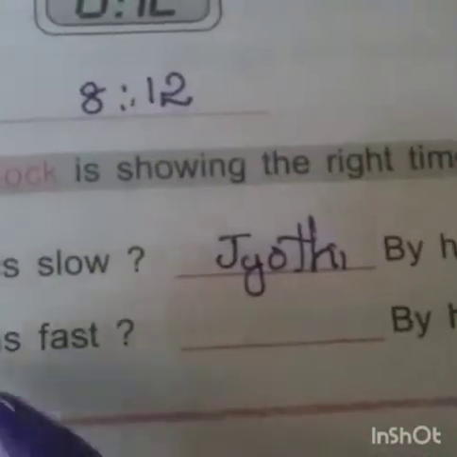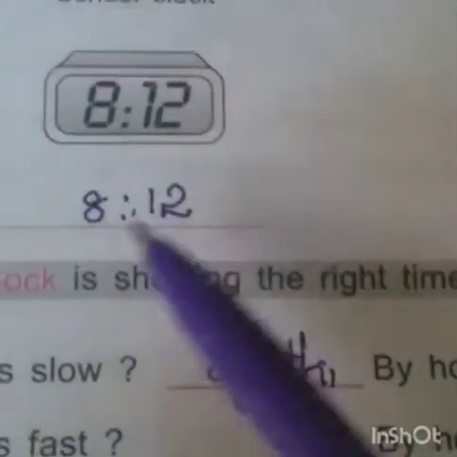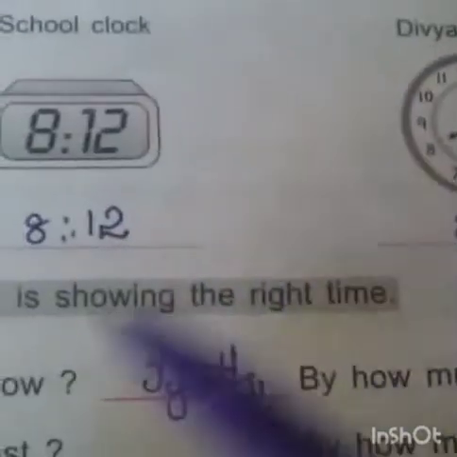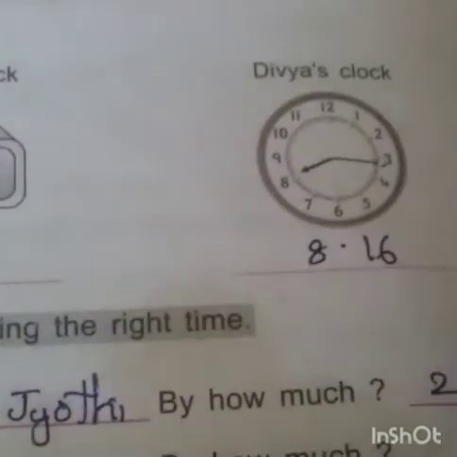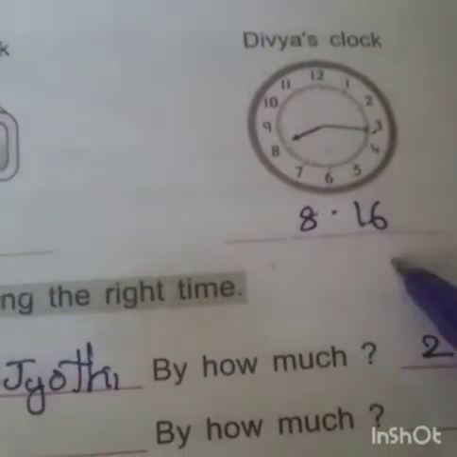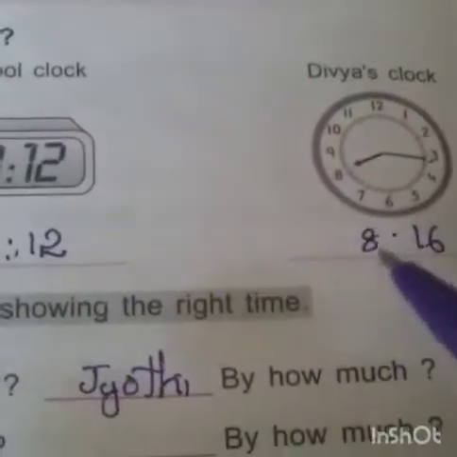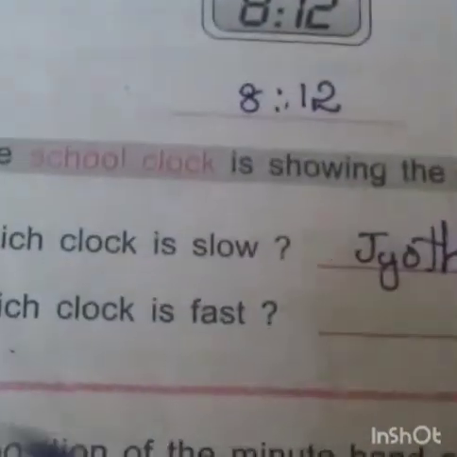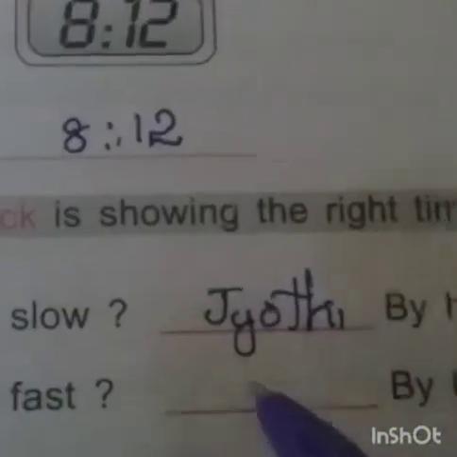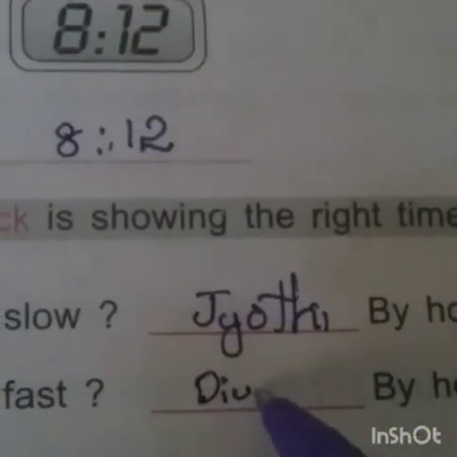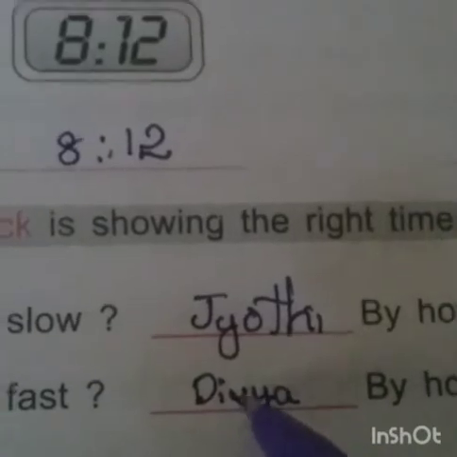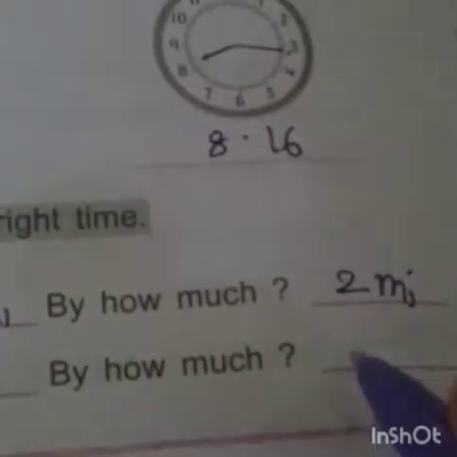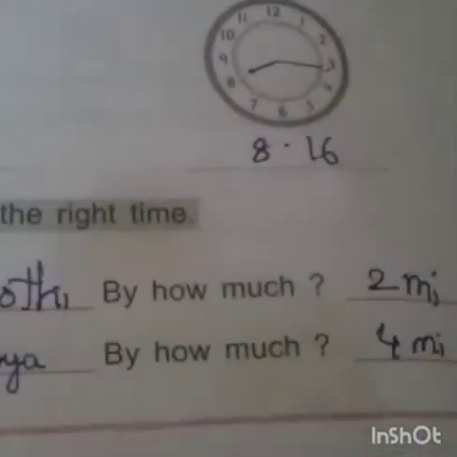That's why. Which clock is faster? The actual time is 8:12. This clock is fast, 8:16. Divya's clock is fast. By how much? 12 plus 4, 16. So how much faster? 4 minutes faster than the school clock. Divya's clock is 4 minutes faster than the school clock. Okay? Which clock is fast? Divya's. Divya's clock is fast. By how much? 16 minus 12? 4 minutes.